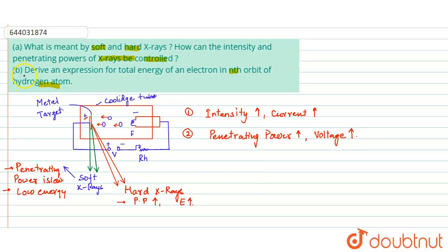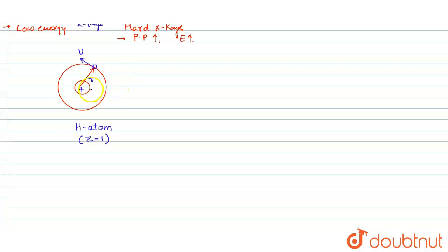Now let us move to the next part. We have to derive an expression for the total energy of an electron in the nth orbit of a hydrogen atom. Let us draw a diagram for clear understanding. You can see in this diagram, this is the nucleus of the hydrogen atom and this is the electron which is revolving around the nucleus in a circular orbit.